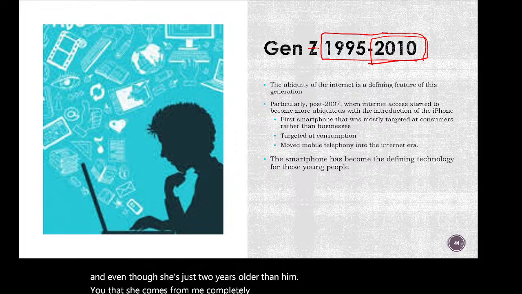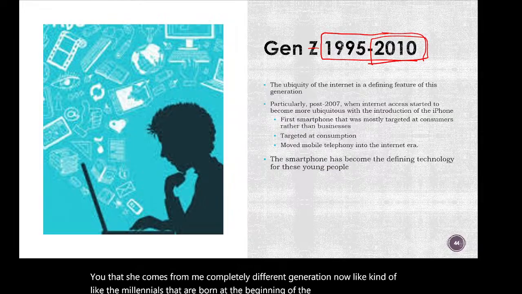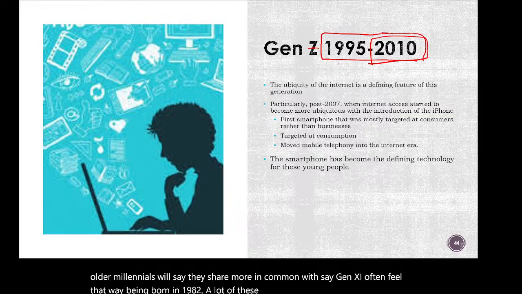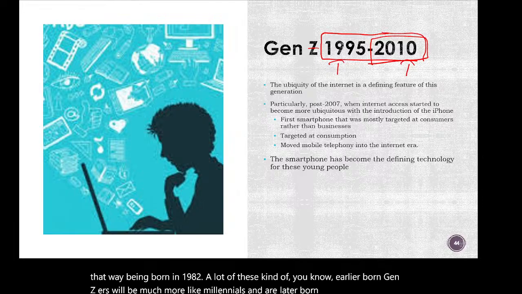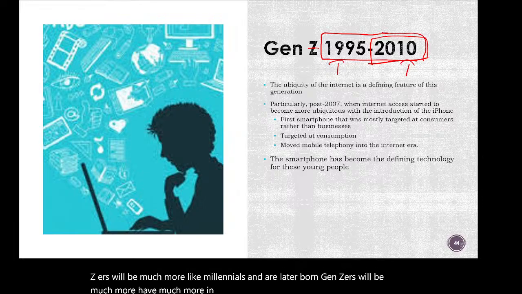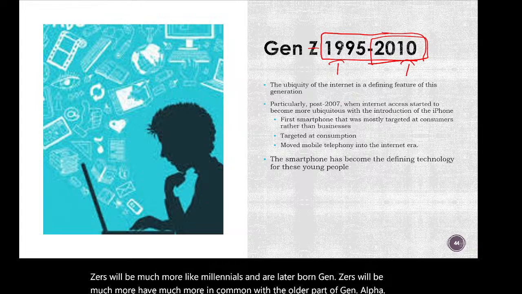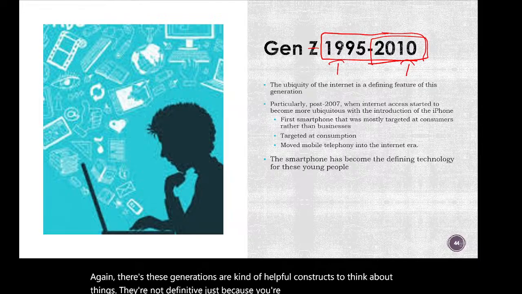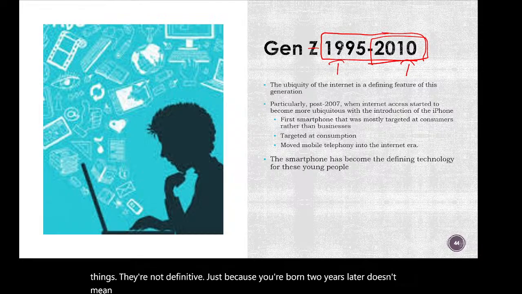Now, like the millennials that are born at the beginning of the 1980s, a lot of older millennials will say they share more in common with, say, Gen X. I often feel that way, being born in 1982. A lot of these earlier born Gen Zers will be much more like millennials, and later born Gen Zers will have much more in common with the older part of Gen Alpha. Again, these generations are helpful constructs to think about things. They're not definitive. Just because you're born 2 years later doesn't mean you're necessarily Gen Alpha and thus cringe.